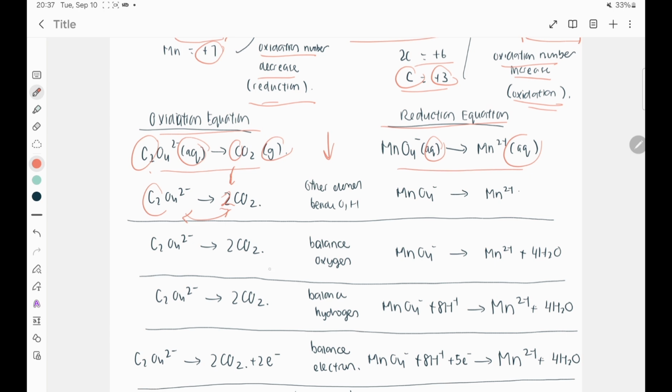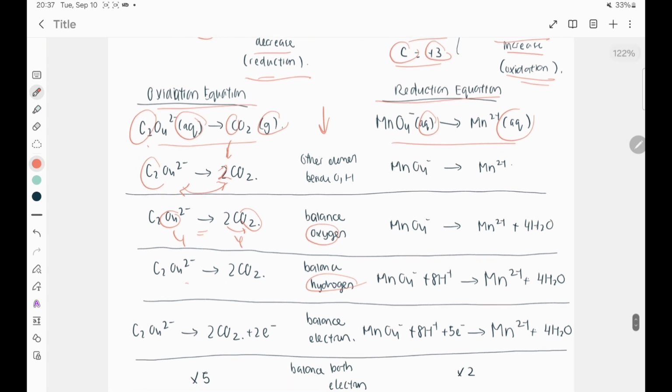And then the next step will be balancing oxygen, but the oxygen number over here is already the same for these 2 parts, because over here we have 2 oxygen times 2, you have 4 oxygen. Here also have 4 oxygen. And then is there any hydrogen? No hydrogen over here, so we don't need to do anything.